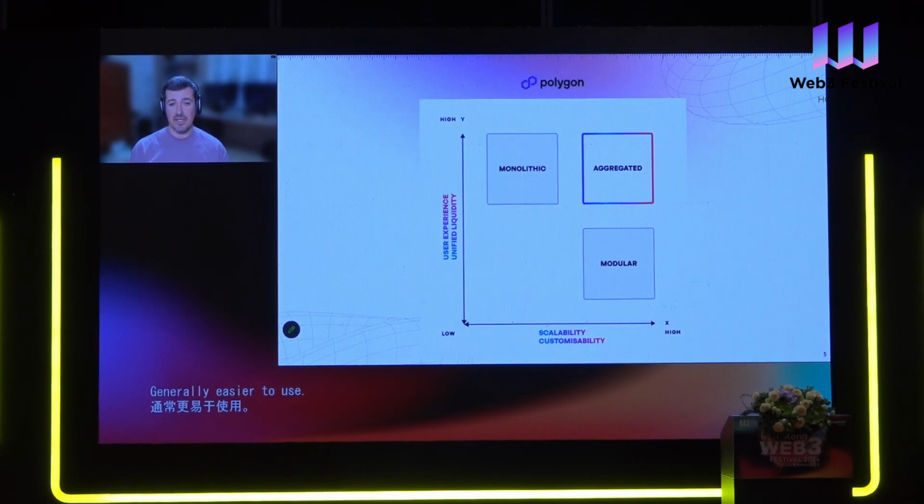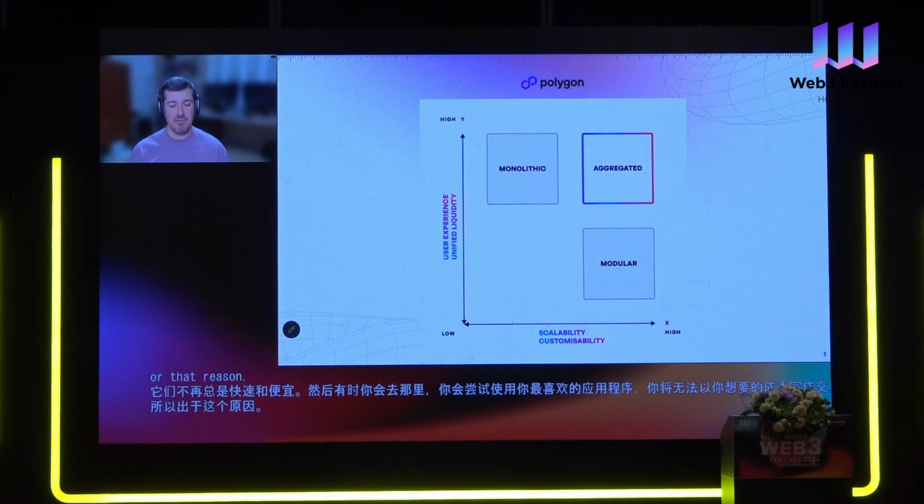And those constraints are things like they get bottlenecked, harder to customize things, costs will go up over time. And even the monolithic blockchains that we see today that are fast and cheap, with enough usage, are no longer always going to be fast and cheap. And sometimes you'll get on there and try to use your favorite application and you won't be able to get transactions through at the cost that you want. So for that reason, the concept of modular blockchains came about.